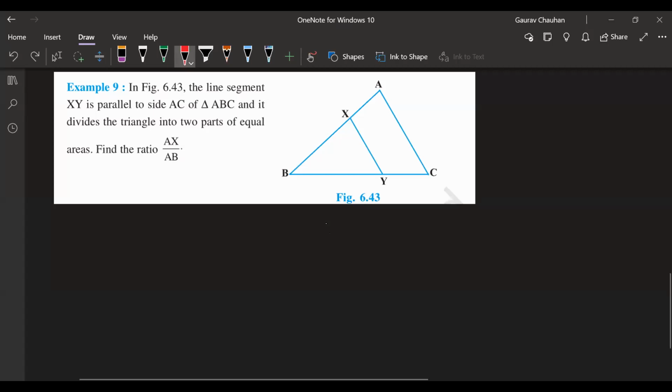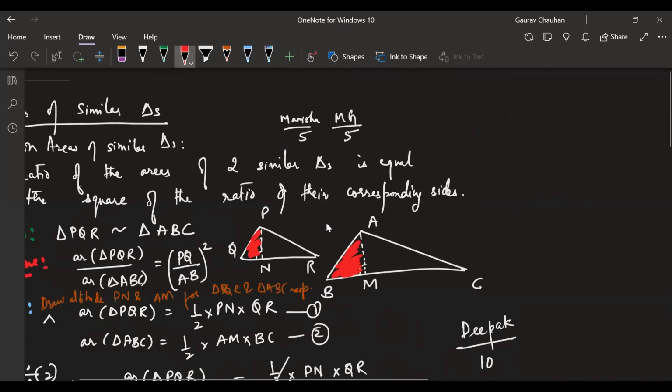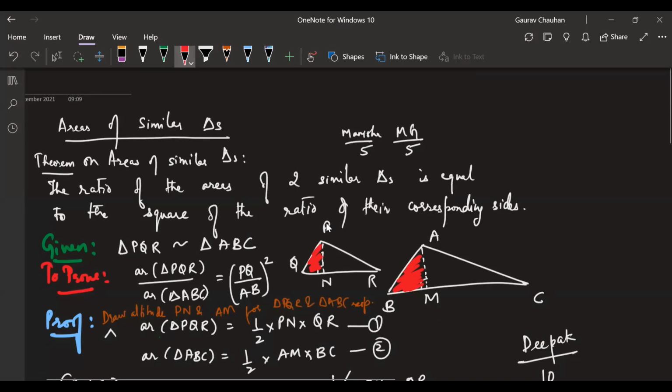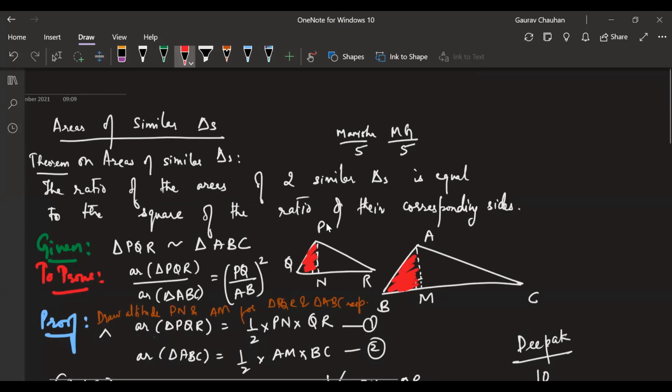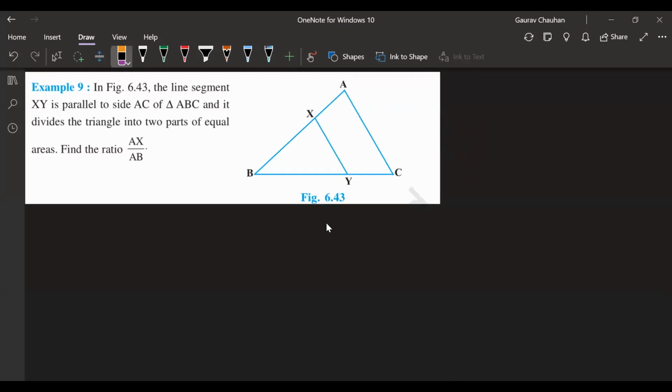Now, here we have to think a little bit out of the box. The only new thing that we have learned related to areas in this chapter is the theorem which we just learned now: the ratio of areas of two similar triangles is equal to the square of their corresponding sides. Now, my mind is going, can I bring similar triangles anywhere? Am I seeing similar triangles anywhere? Kishan is raising his hand. Go ahead, Kishan.